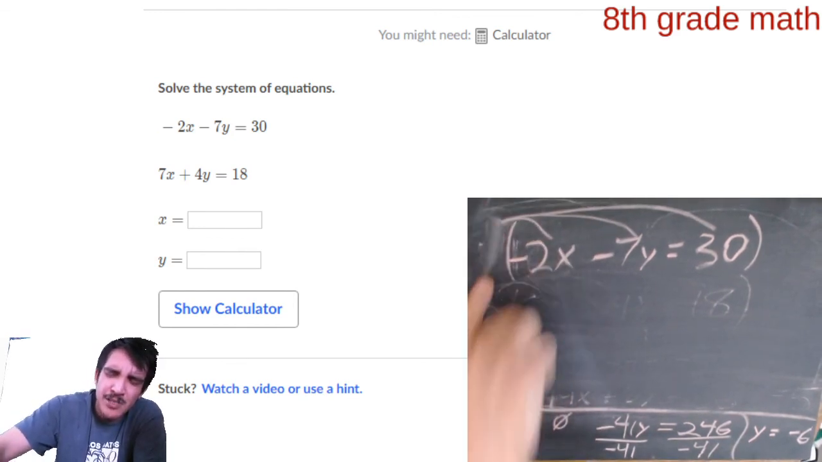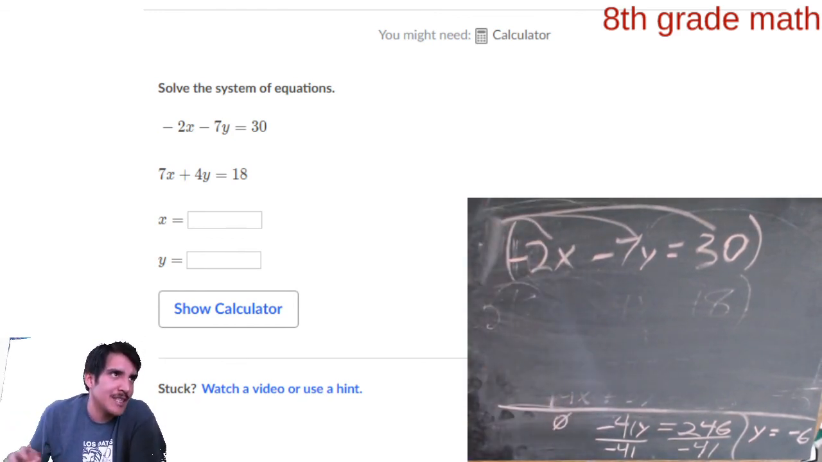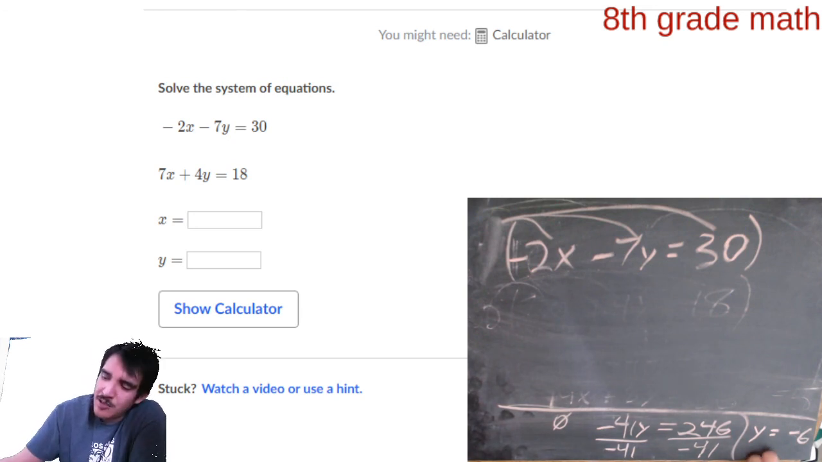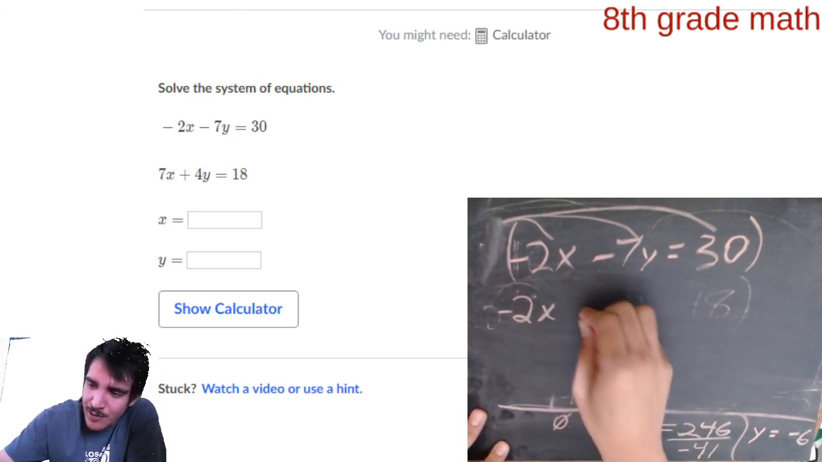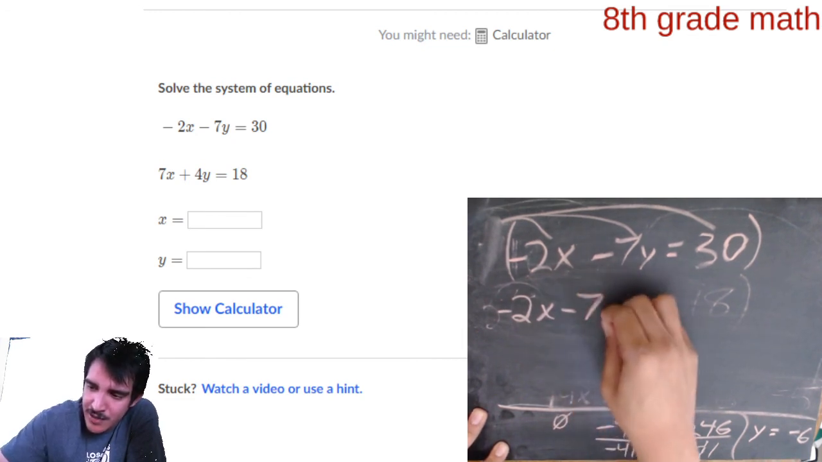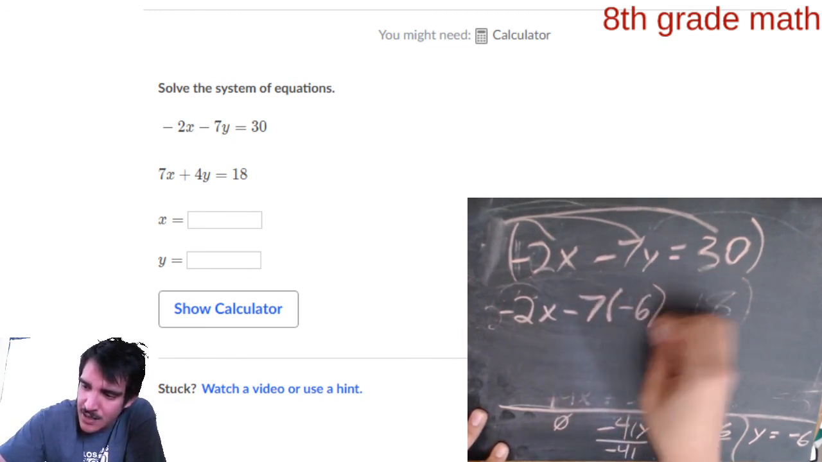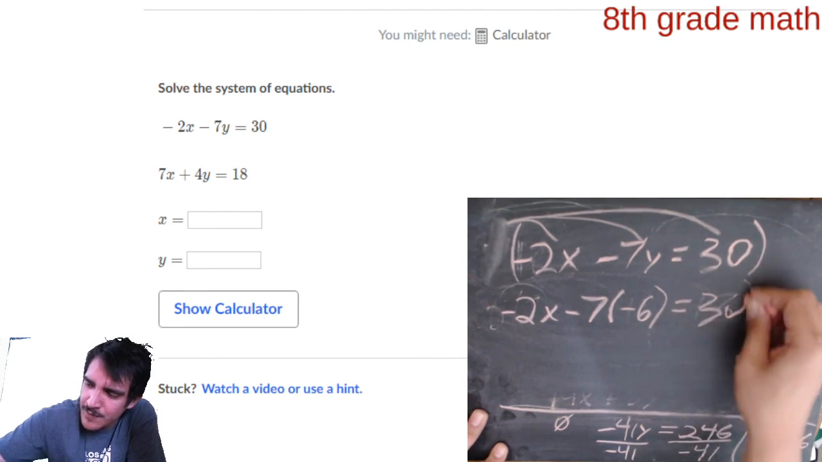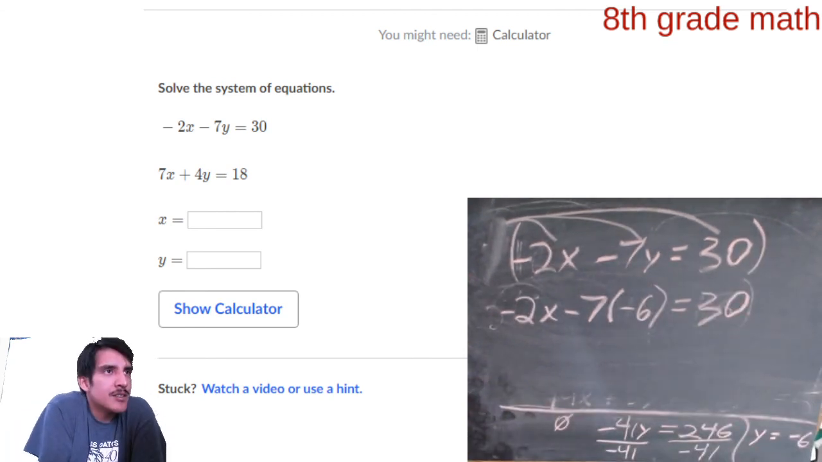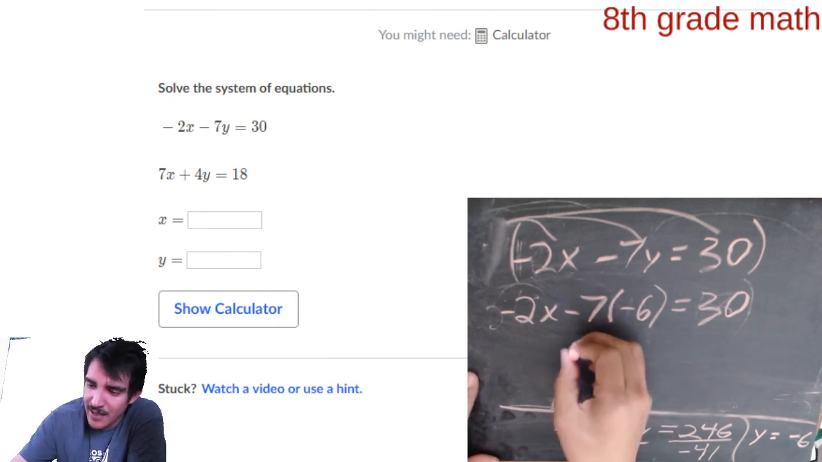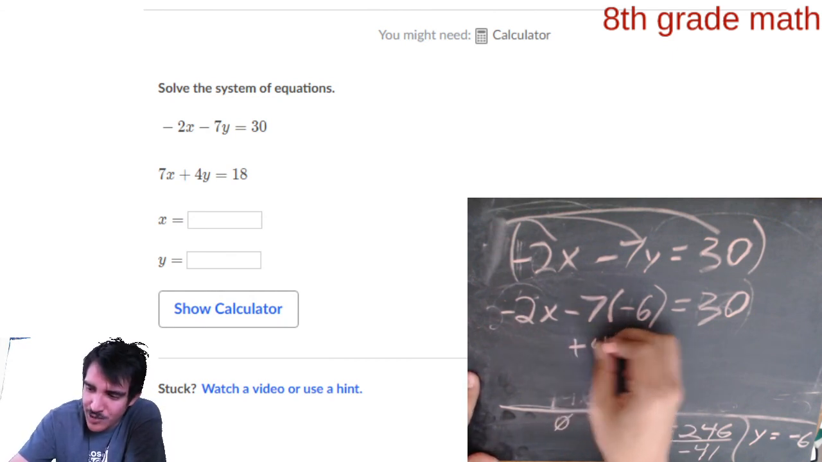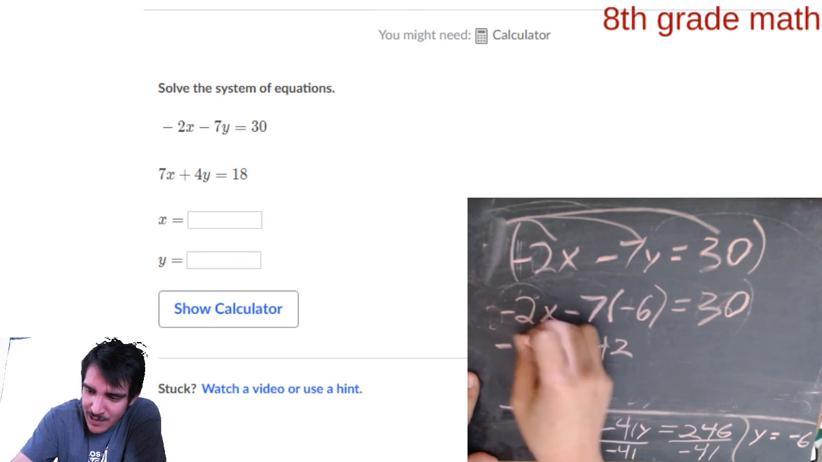The original equation didn't even have that 7, right? It was just this. And now let's substitute y equals negative 6 in here. So let's write everything down. Negative 2x minus 7 times negative 6 equals 30. So let's keep doing math. Negative 7 times negative 6 equals positive 42. And so bring down everything.